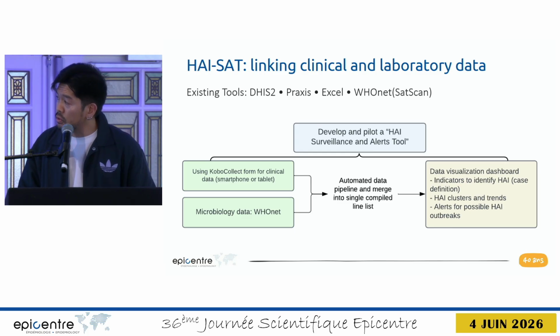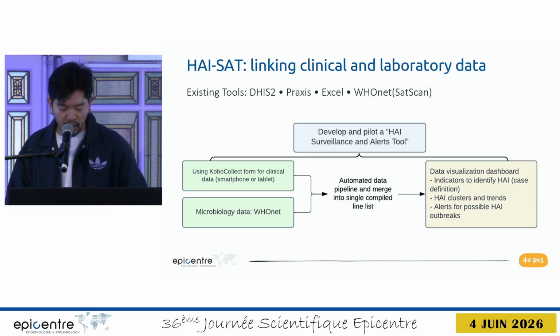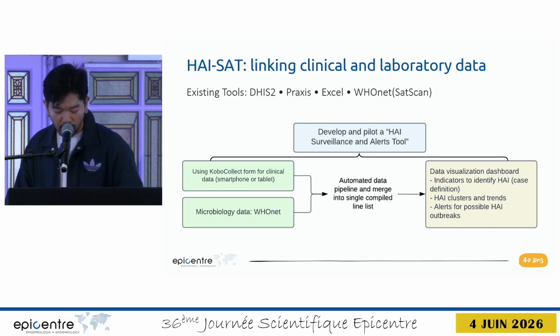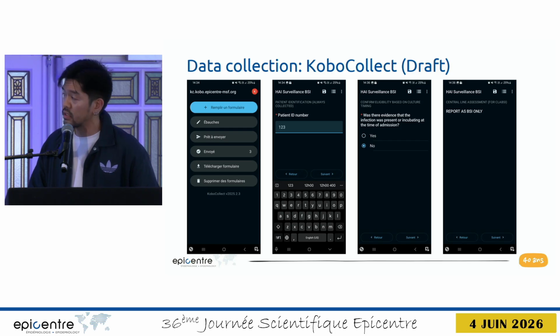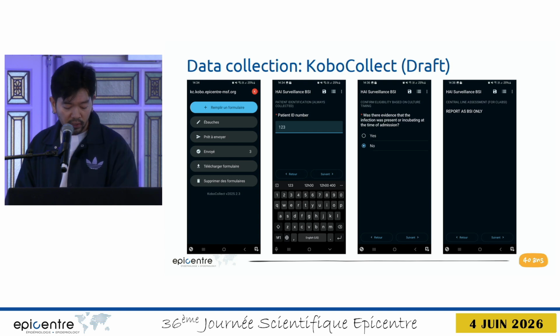The tool we're using is Kobo Collect. It's comparable with ODK, a clinical data collection system, and microbiology results from HUNET will be merged through an automated pipeline into a single line list. This supports standardized HAI indicators, trend monitoring, cluster identification, and possible outbreak alerts while remaining adaptable to the operational context. This is an example screenshot of the Kobo data collection system. It's mostly an algorithm-like questionnaire that follows specific yes or no binary answers.